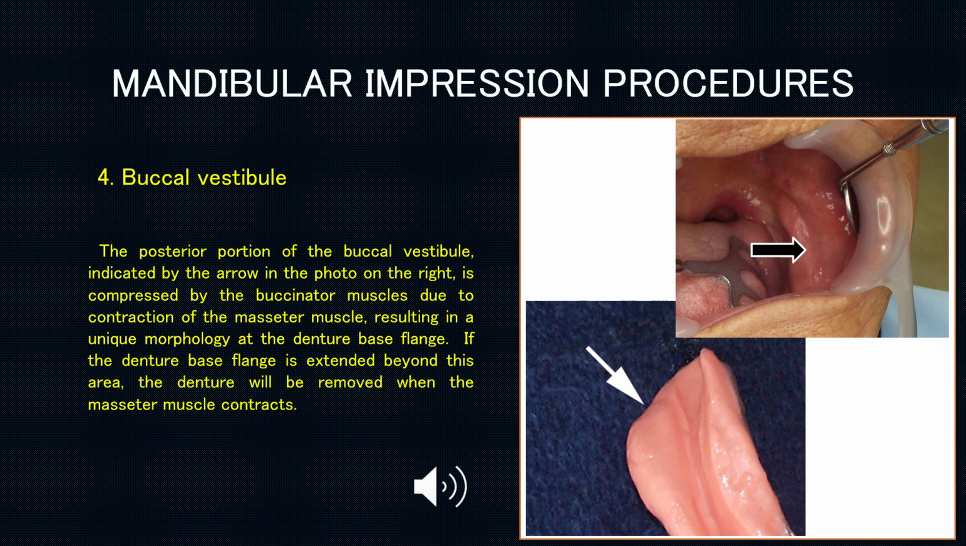Four. Buccal vestibule. The posterior portion of the buccal vestibule, indicated by the arrow in the photo on the right, is compressed by the buccinator muscles due to contraction of the masseter muscle, resulting in a unique morphology at the denture base flange. If the denture base flange is extended beyond this area, the denture will be removed when the masseter muscle contracts.